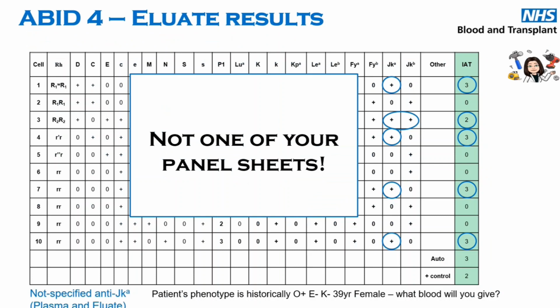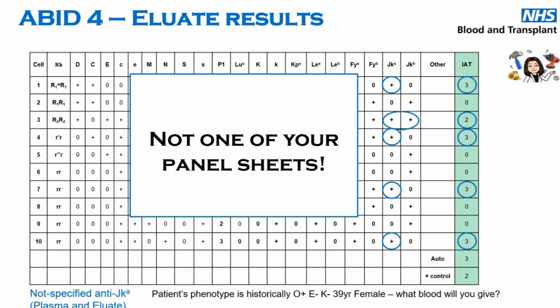So this isn't one of your panel sheets, just in case you're looking. I didn't give you this one. This is what I should have done the first time with the antibody ID. So this is your eluate, and you treat it exactly the same way as you would plasma. And there you go, you've got an anti-JK.